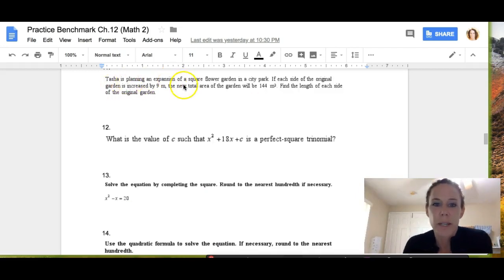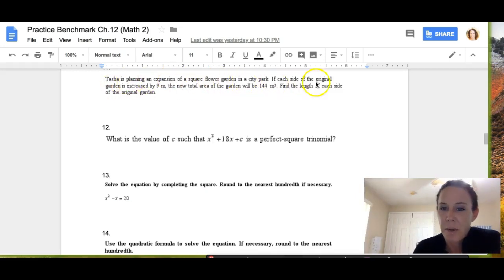Okay, Tricia is planning an expansion of a square flower garden in a city park. If each side of the original garden is increased by 9, the total area of the garden will be 144. We want to find the length of each side.